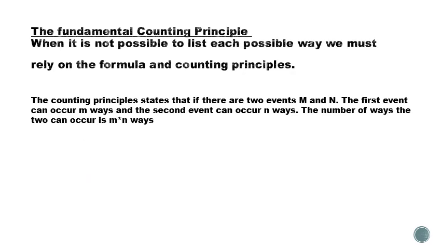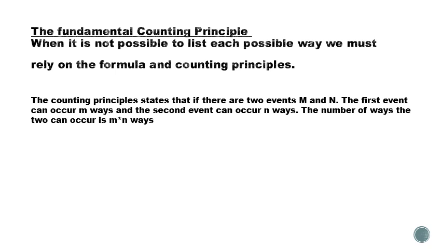Okay, so for example number 1, we easily were able to kind of figure it out ourselves, but sometimes the numbers are too big or it's just impossible that we must rely on formulas or counting principles. So the counting principle states that if there are two events, m and n, the first event can occur m ways and the second event can occur n ways, the number of ways that the two can occur is m times n. And it might sound a little confusing, but once we do an example, that should help.